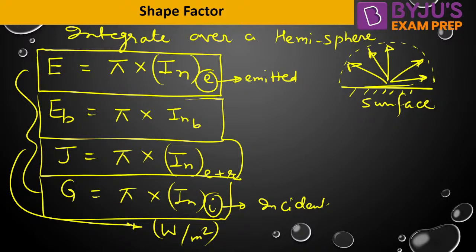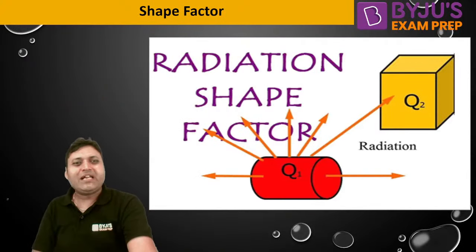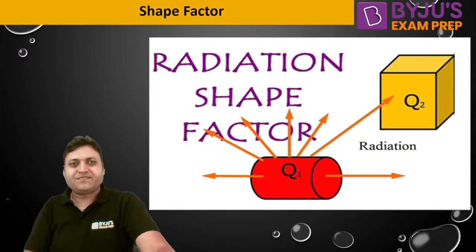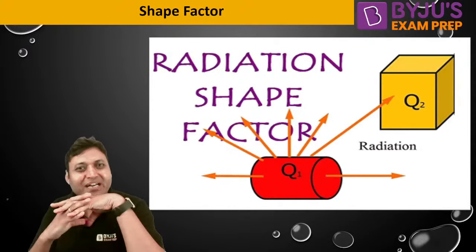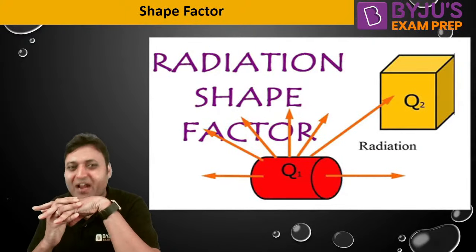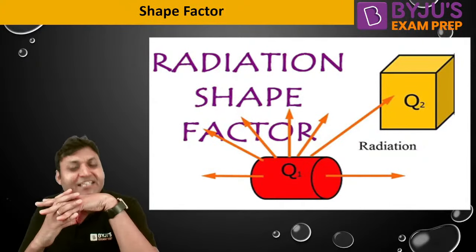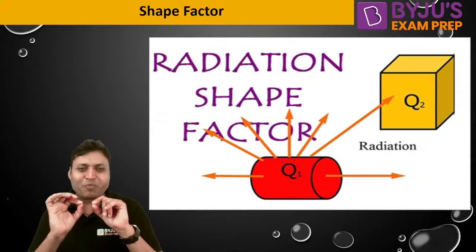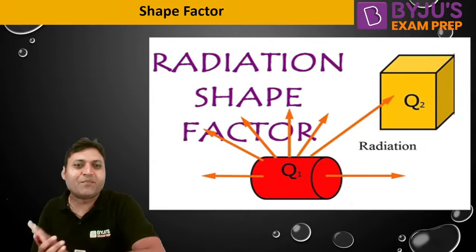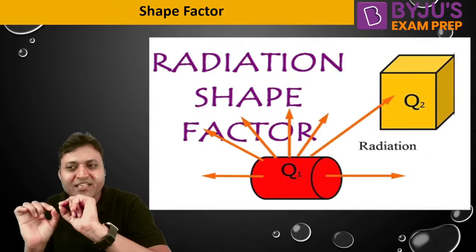Now, let us move a little further. Now, how to define the radiation shape factor? Why is there a need of defining the radiation shape factor? First of all, you need to understand why we require the shape factor. Look, the radiation heat exchange between two or more surfaces. The shape factor comes into picture only when there are two or more surfaces having the radiation exchange.